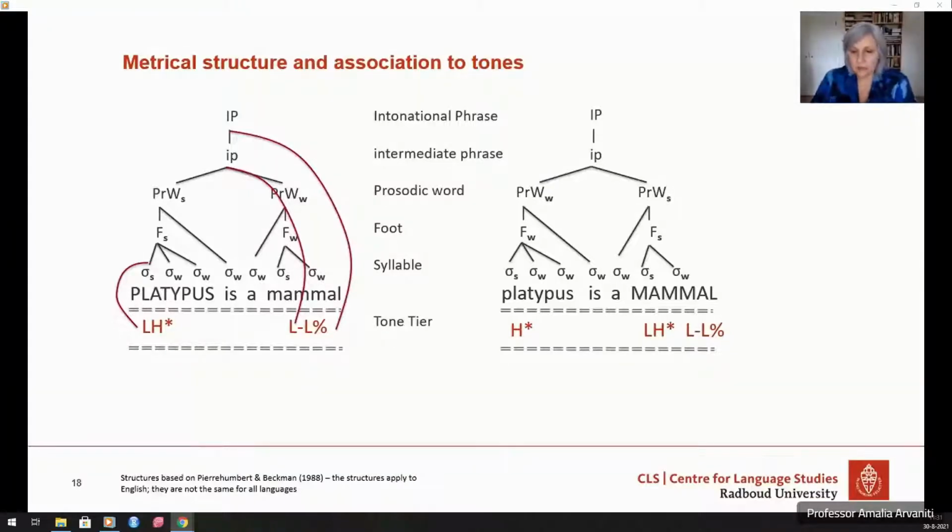Okay, if we move to the prosodic structure on the right, however, now the last strong prosodic word is mammal. This means that we can have an optional high star accent on the first word, platypus. This is optional. I will not go into all the details, but it could be missing. Okay, and again, we expect these accents to be associated with stress syllables, and then we have the same low edge tones associated with intermediate and intonational phrase boundary.